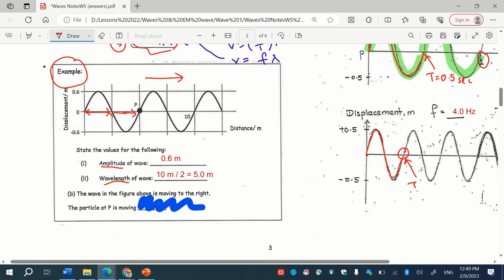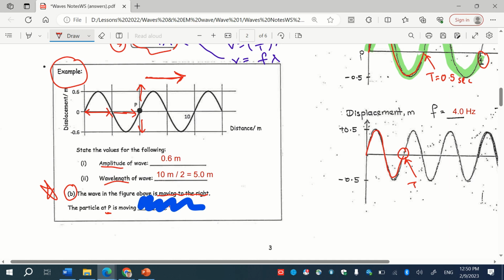Now, it's this type of question that I need to show a quick demo, part B. You put a star there. The wave in the figure above is moving to the right. Can you see I put the direction, wave motion is to the right. This statement is very, very important. That will help us answer which direction particle P is moving. Remember, for a transverse wave, every particle only moves up and down. But to answer this question, you have to tell very specifically whether it will be moving up or moving down in the next second.